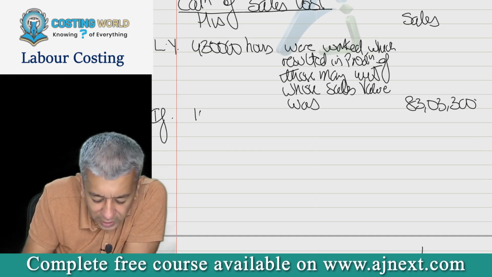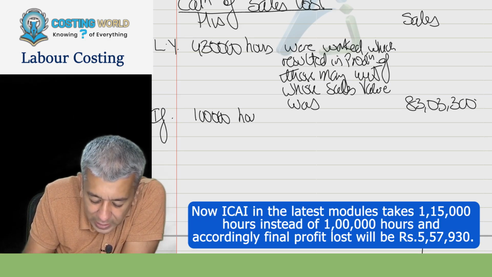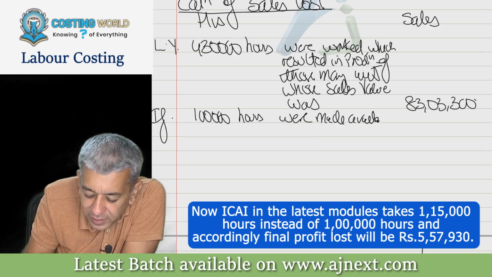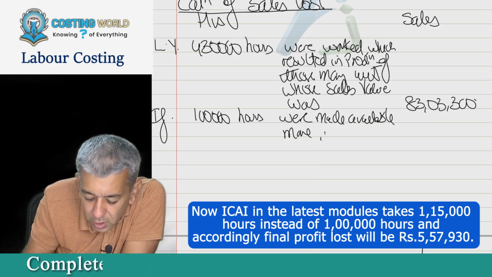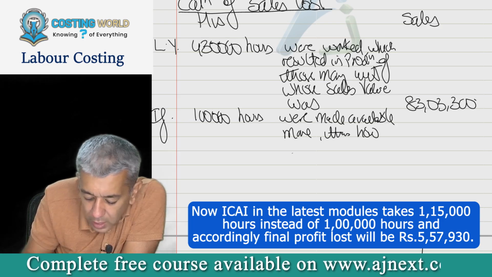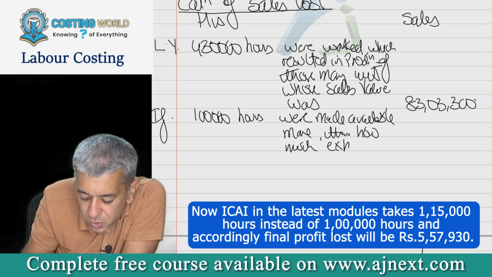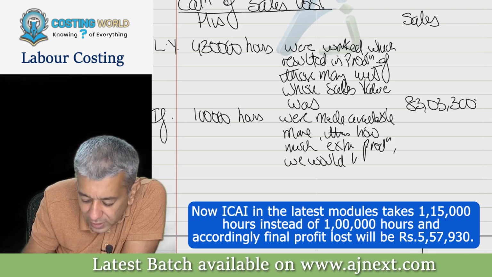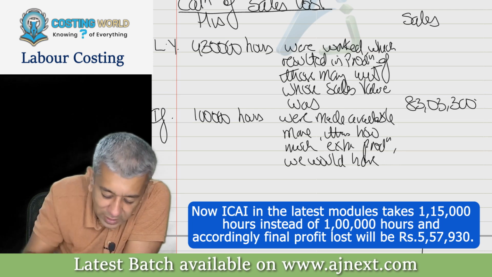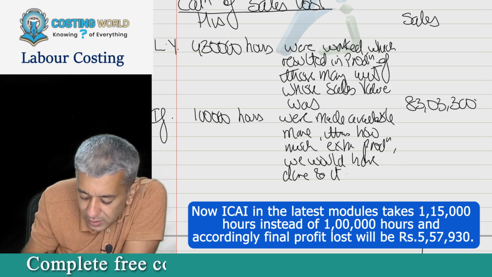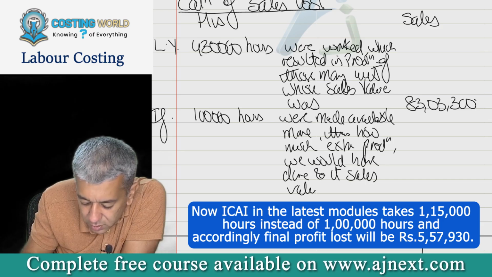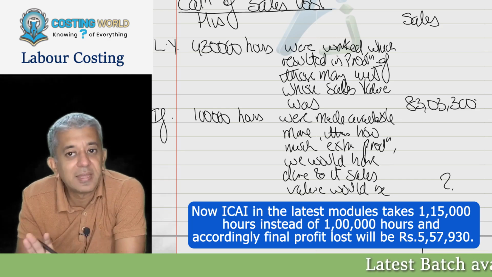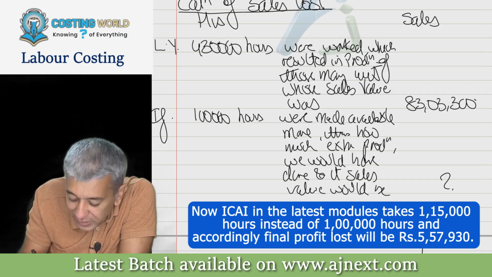So, just wait, if 1 lakh hours were made available more, then how much extra production would we have done, and what would be its sales value? Cross multiply. That's it, our job will be done with that. Get me this particular figure, please.